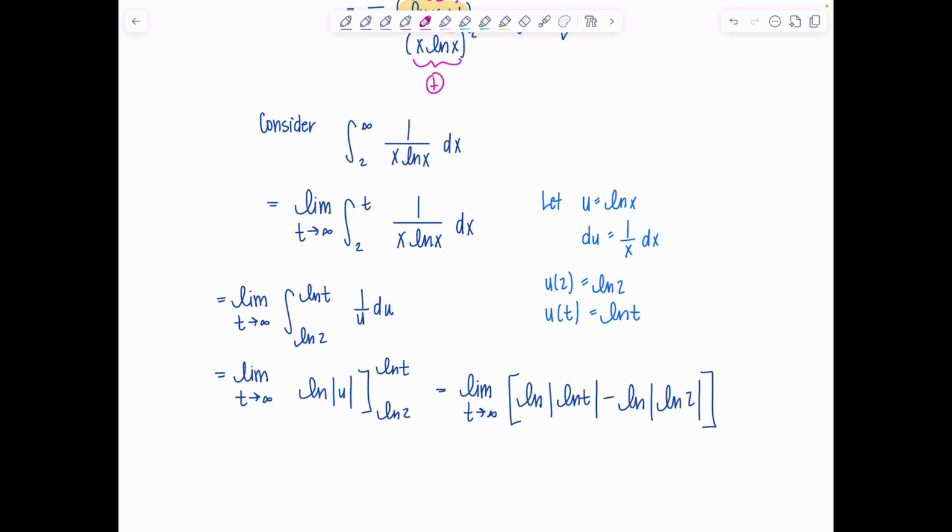Okay, we're good. If t goes to infinity, ln of t goes to infinity. So this goes to infinity. ln of 2, I don't know, it's just some number.